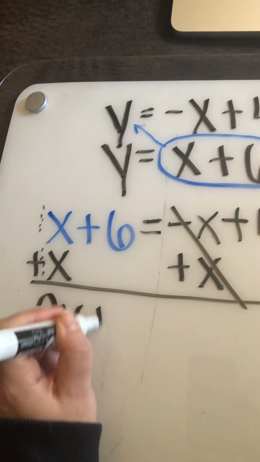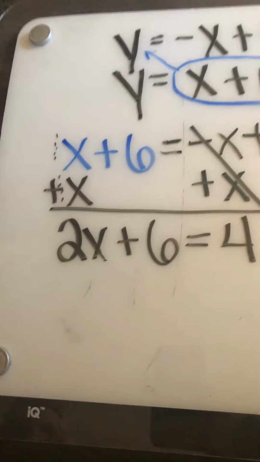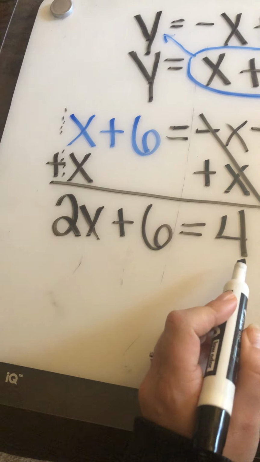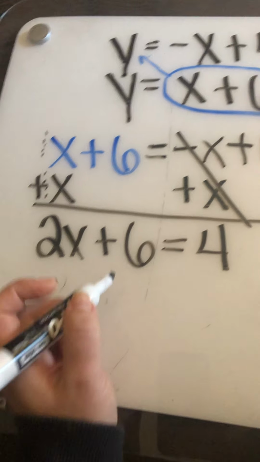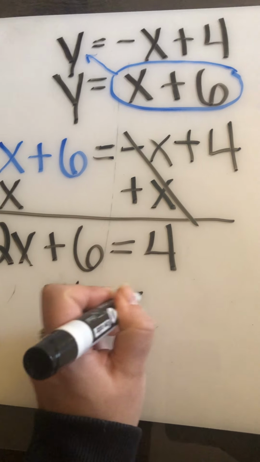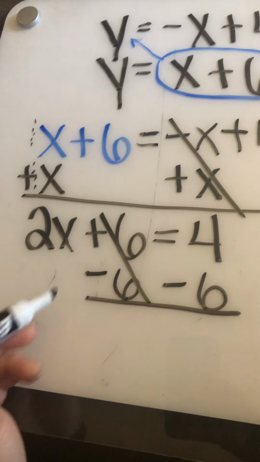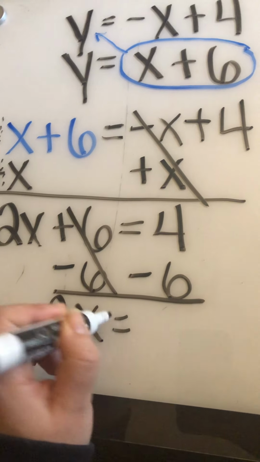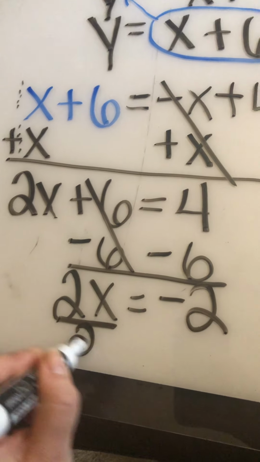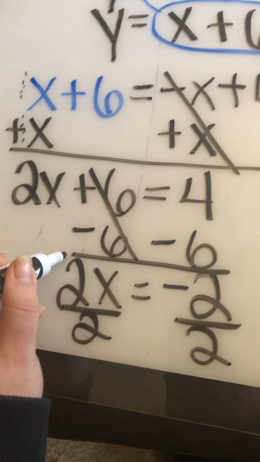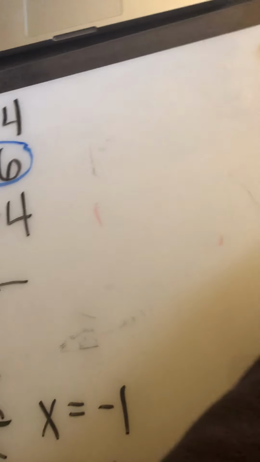Bring down plus 6 equals, and I bring down 4. Now, I know that I do not want to move this 4 because if I inverse 4, there'll be nothing left on this side. So I have to inverse the constant here of 6. So I'm going to minus 6 from both sides. 6 minus 6 would cancel out. Bring down the 2x equals 4 minus 6 is negative 2. And then we divide by 2. So I would wind up getting x equals negative 1.